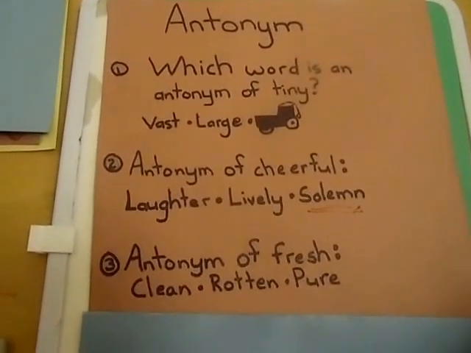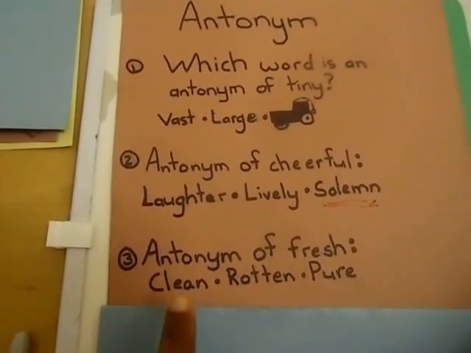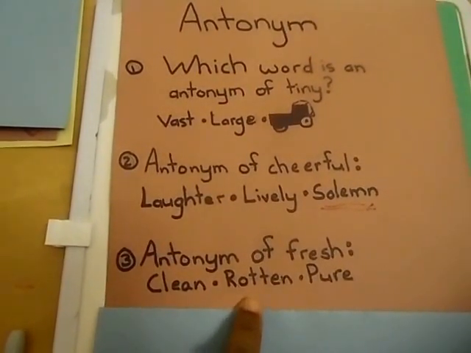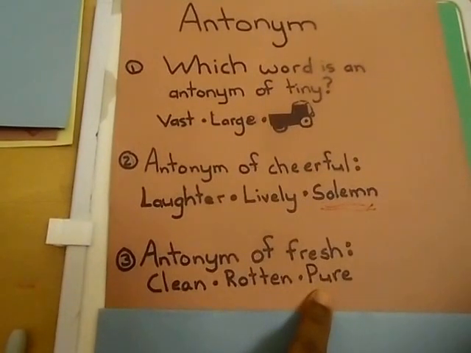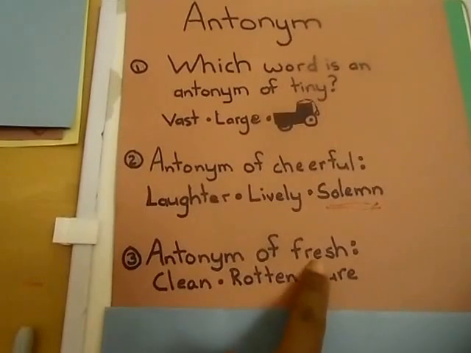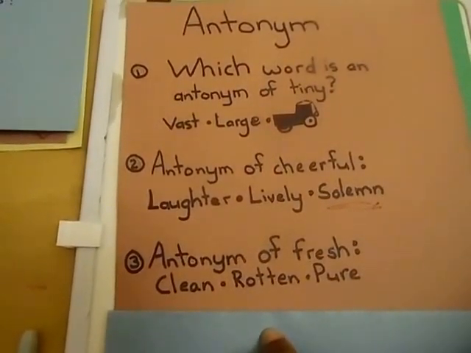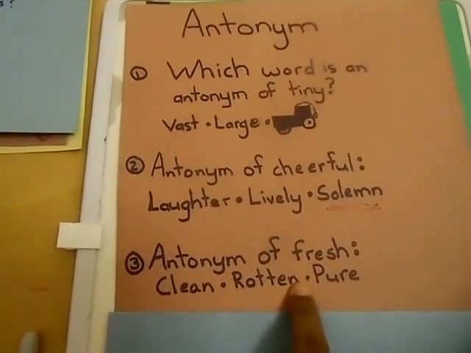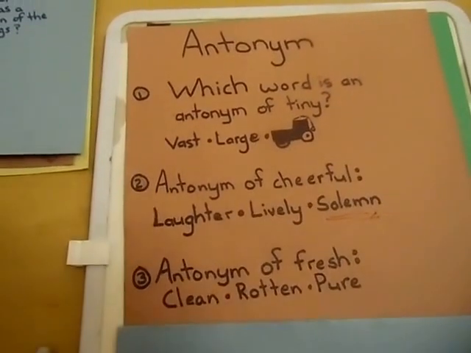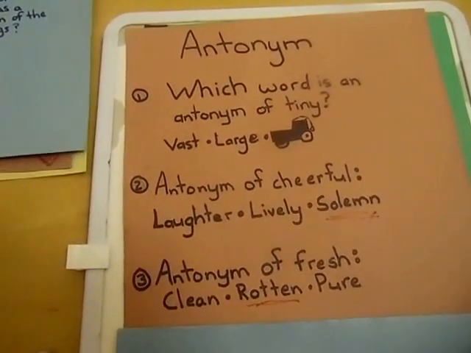Third example, antonym of fresh. Clean, rotten, or pure. Well, pure and clean and fresh, pure, clean, have the same meaning. We're looking for the opposite. So the opposite of fresh would be rotten. Okay, rotten.